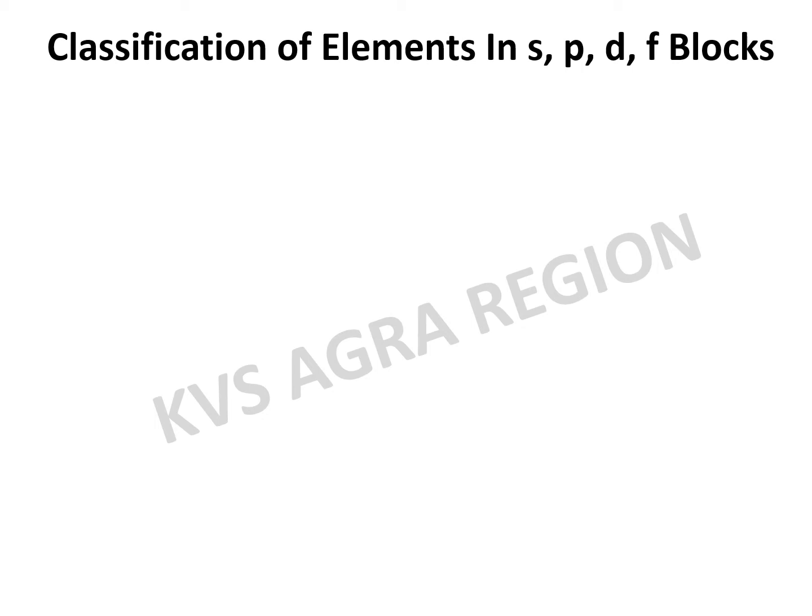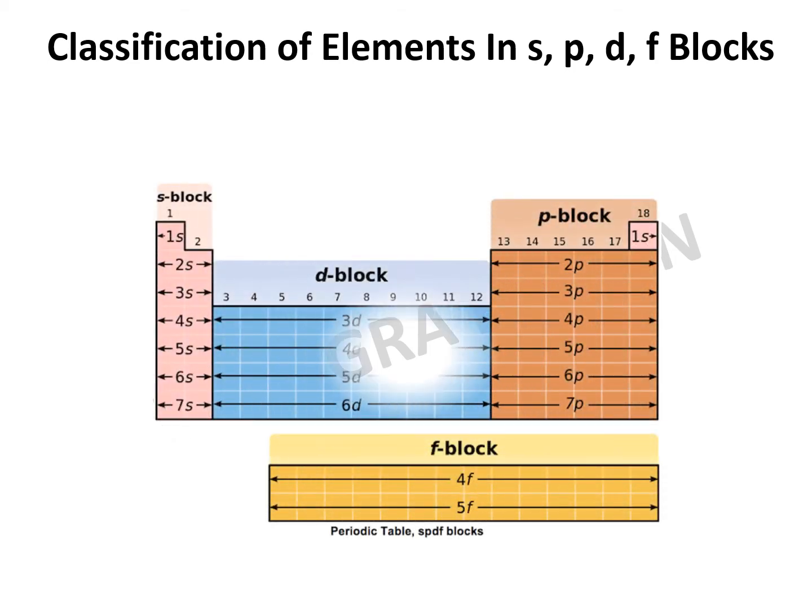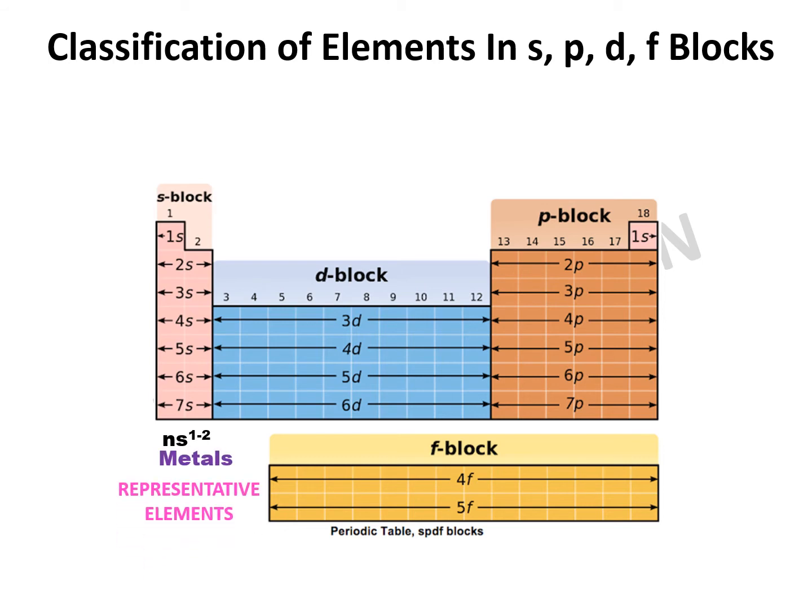Classification of elements in s, p, d, f block is done on the basis of electronic configuration. From this table, we can see that the periodic table is divided into 4 blocks: s, p, d and f. ns1-2 is the general electronic configuration of s block elements, and the last electron enters in the s orbital. They are usually metals, also known as representative elements.